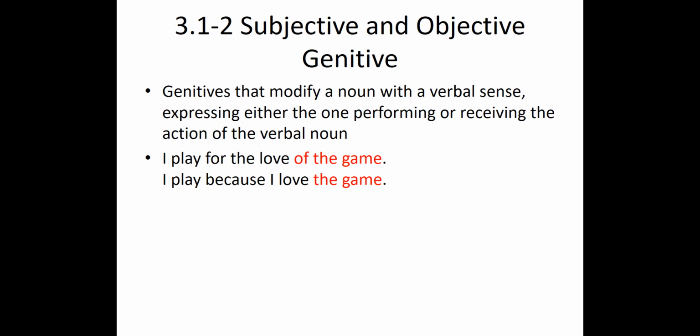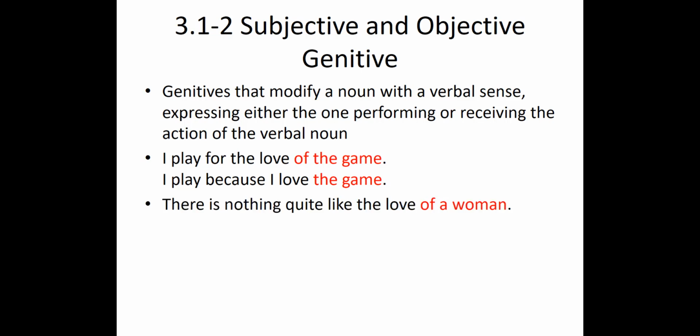The love of the game. The word love is a verbal noun. If you can convert the noun into a verb, can you love? Can you do that? Yes. What this sentence is saying is that I play because I love the game. It's pretty clearly not saying that the game loves me, but here I love the game. So loving the game, love of the game, it's the object of the verbal idea in the word love. So that one is pretty clear.